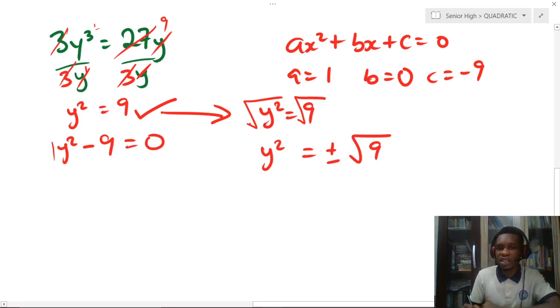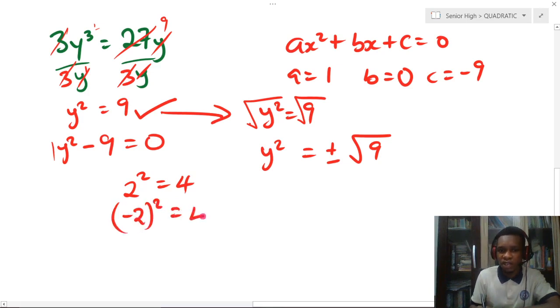Let's take for instance, if my value of y was, let's say, 2. If I say 2 squared, it will give me what? 4. What if my value of y was minus 2? If I say minus 2 squared, what will it give me? It will give me back 4. So notice something, that both the negative and the positive values, when you square them, will give you the same value.